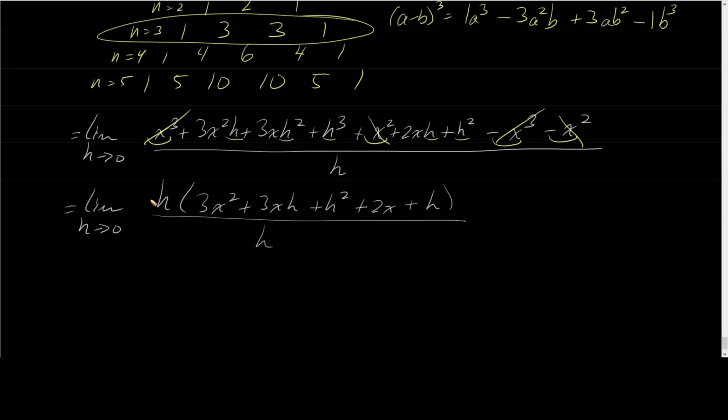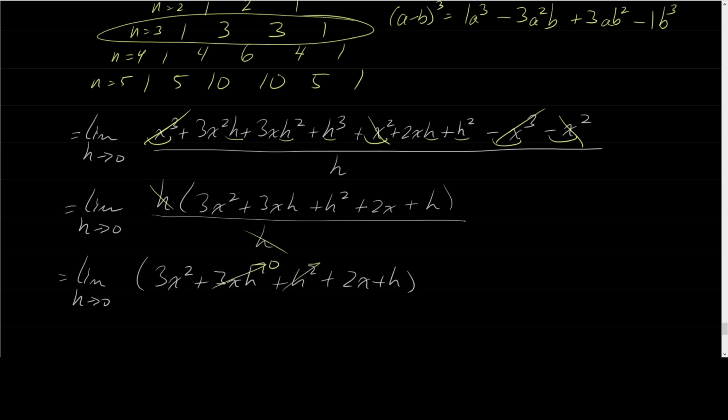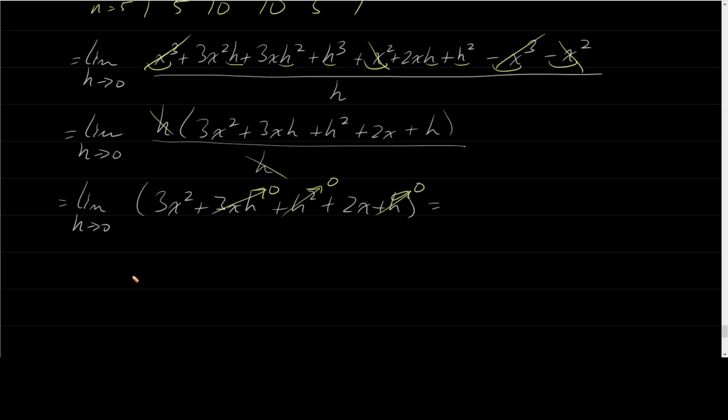At that point, we see that the h on top cancels out the h on the bottom, giving me just the limit as h goes to 0 of 3x squared plus 3xh plus h squared plus 2x plus h. But since h is going to 0, this goes to 0, that goes to 0, that goes to 0, leaving me with the final answer, because now I'm evaluating the limit as h goes to 0. So what I'm left with here is just 3x squared plus 2x.